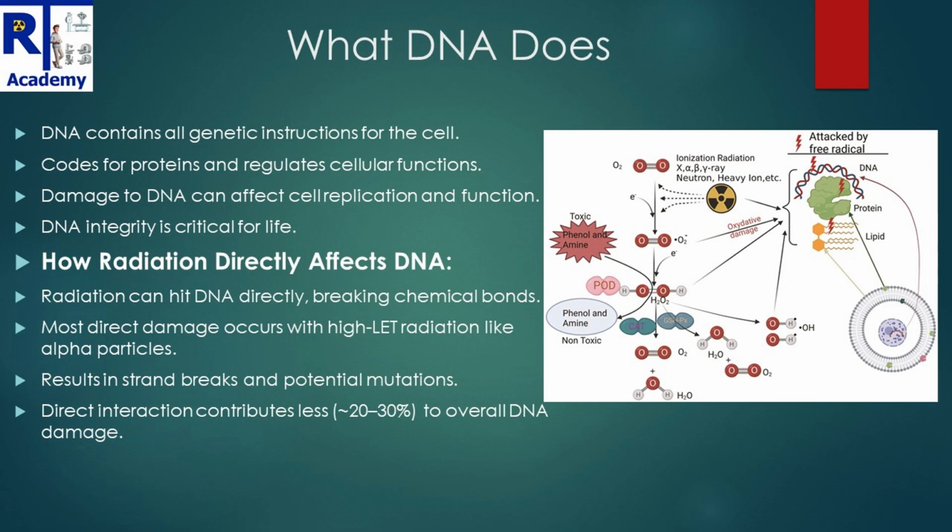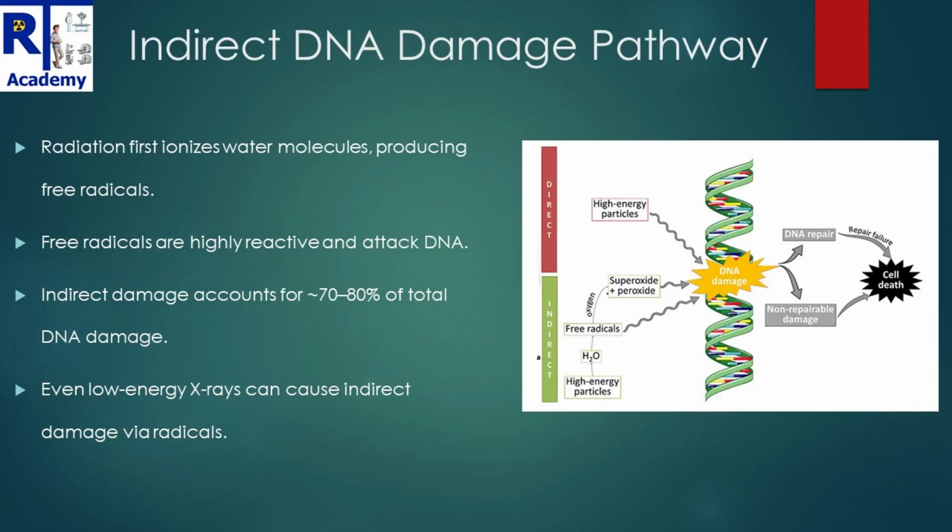DNA and biological effects. DNA, the cell's instruction manual, containing protein codes and cellular functions. Direct interaction. Radiation breaks DNA chemical bonds directly. Indirect interaction. Free radicals attack DNA. Most damage, 70 to 80%, comes from indirect paths.